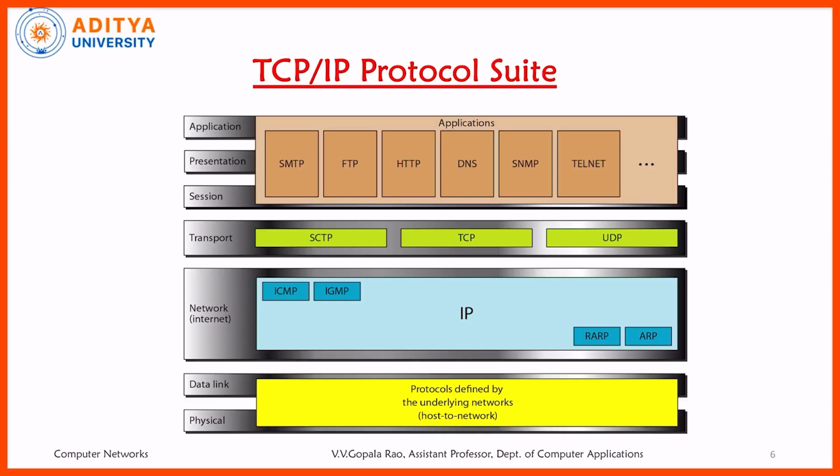In this protocol suite, you find protocols such as SMTP, FTP, HTTP, DNS, SNMP, Telnet, etc. All these are different protocols, and they are meant to conduct different jobs. For example, FTP is the file transfer protocol. It is for transmission of files. Similarly, HTTP is the hypertext transfer protocol. So there are various protocols available here.